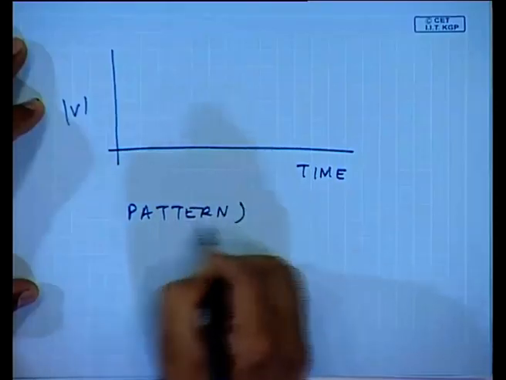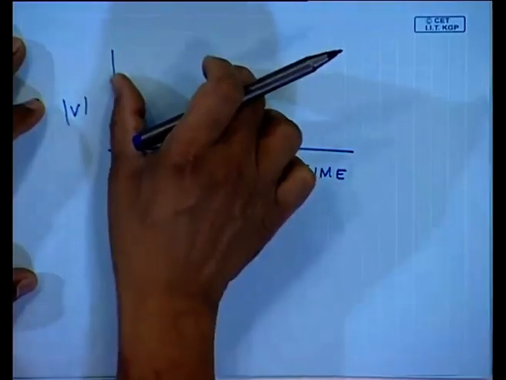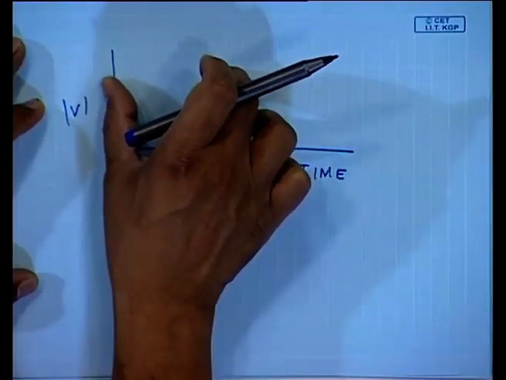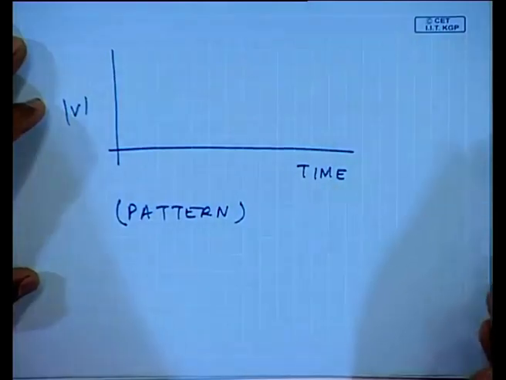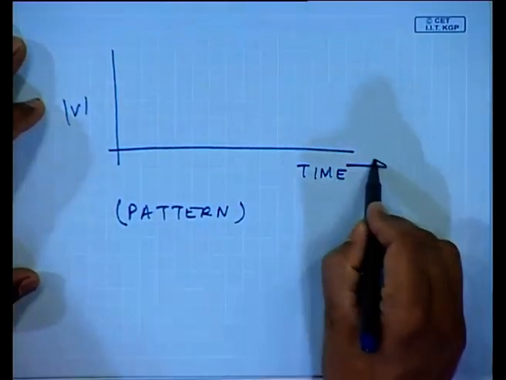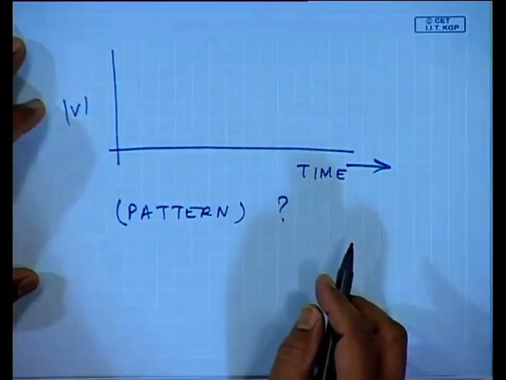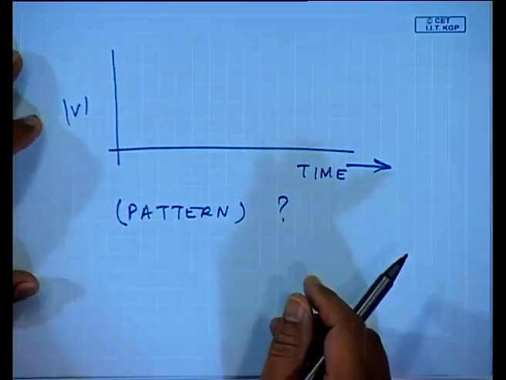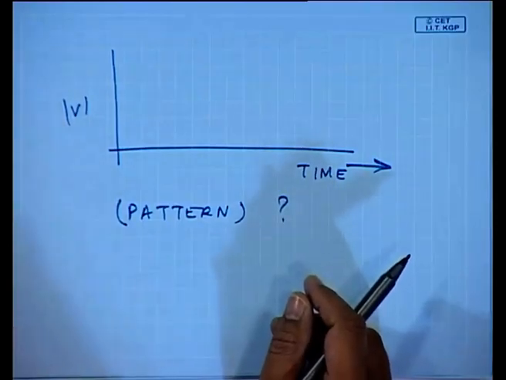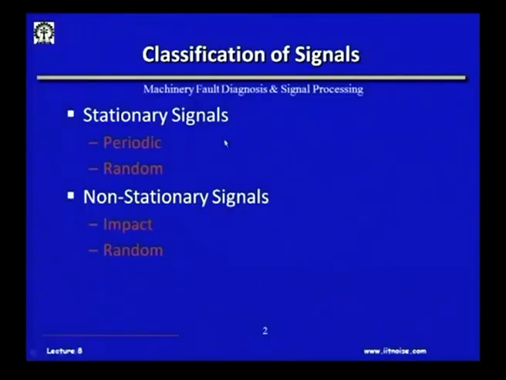By pattern, I mean, does the signal at a given instance of time repeat itself, or does it not repeat itself over time. So, this is what we need to look at. In this kind of classification, I can classify the signal into two more types, which are known as stationary signals or non-stationary signals.